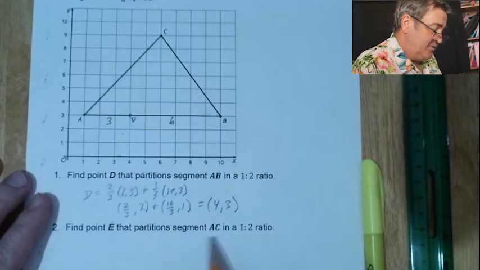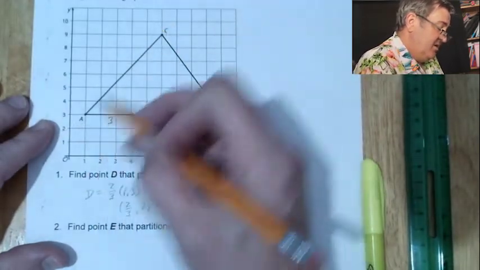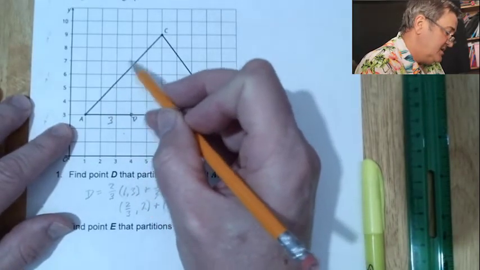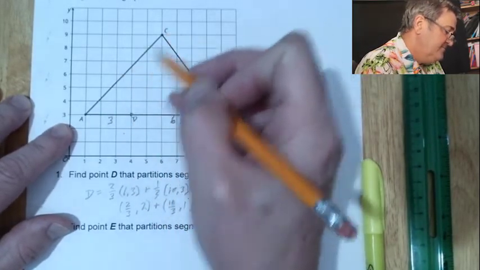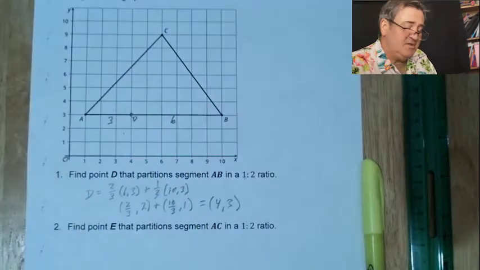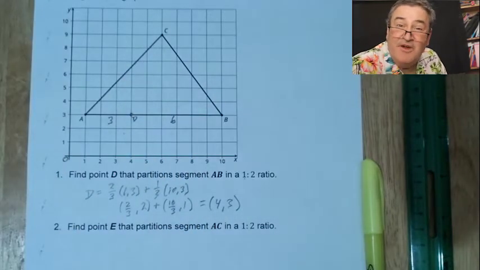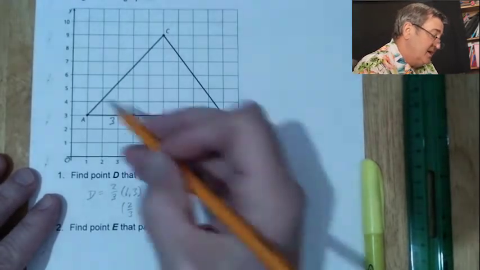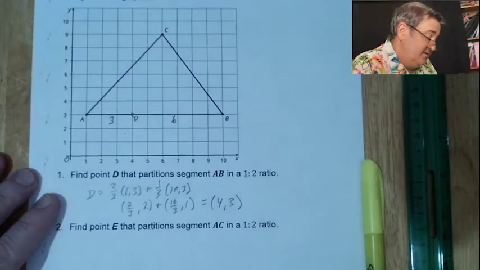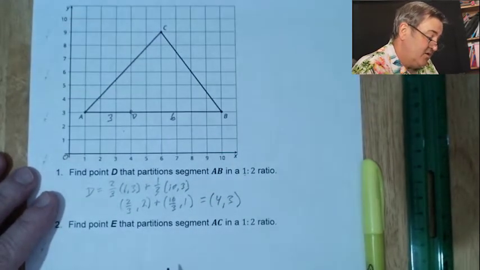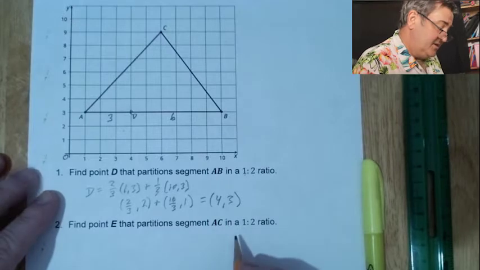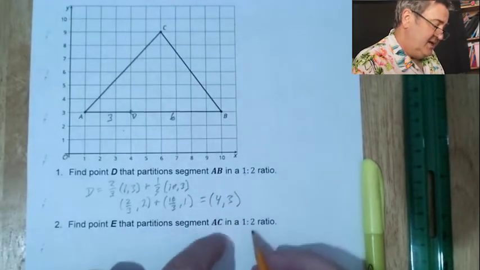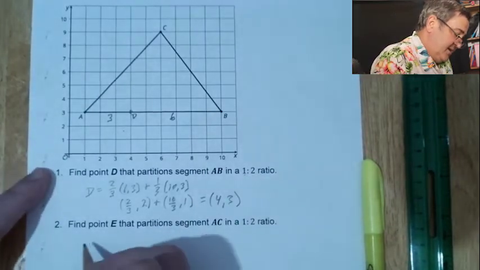Find point E that partitions AC. Now this time, look at this, we're going diagonally up here, and we're not touching any point. We missed the points all the way. So this is going to be somewhere with a fraction, right? So we definitely want to use our equation this time, because trying to figure that out without having any points that we can measure is going to be a lot harder. So point E partitions AC in a 1-to-2 ratio. So same thing, just using C instead of B.